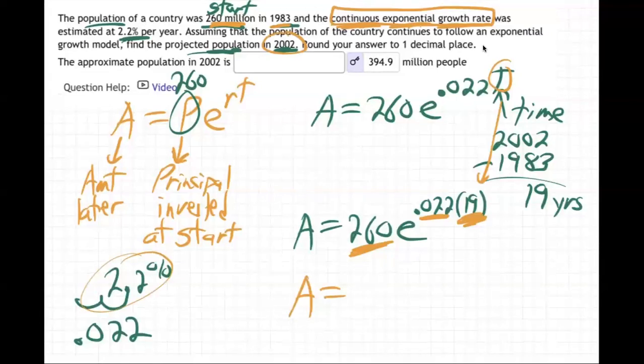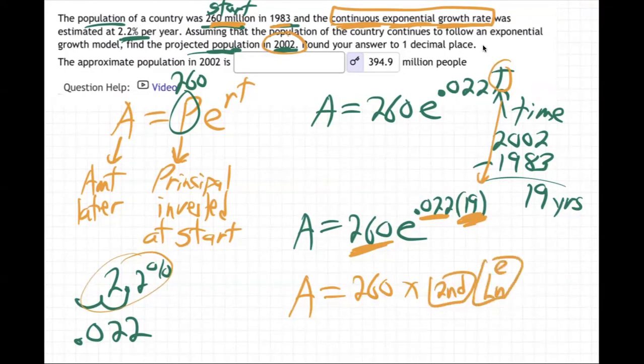We'll hit the buttons on your calculator. So literally on the TI, I'm going to take 260 times, and I'm going to hit the e button. Now, every calculator is a little different. If you have the TI-83 or 84, you've got to hit the second and the LN button that has e above it. That'll give you e to the power, then 0.022 times 19. And then hit enter. I'm going to do that right now myself, to make sure I get the right answer. Second LN, 0.022 times 19, hit enter. 394. Yeah, I got this answer right here.